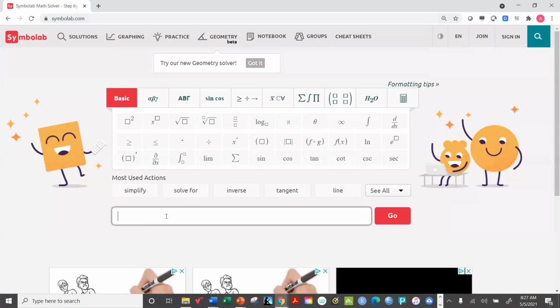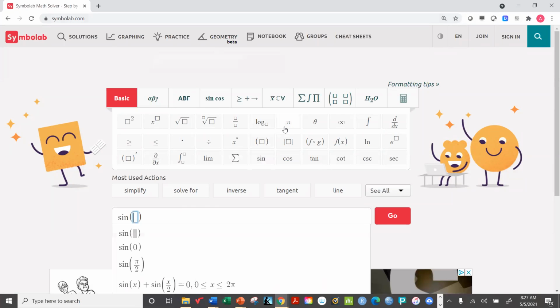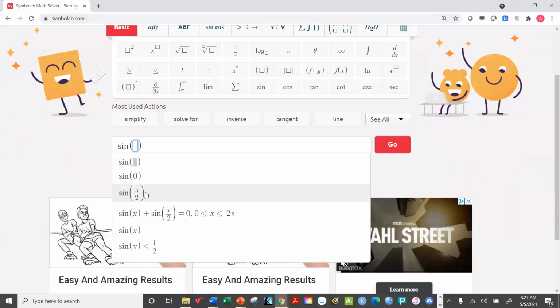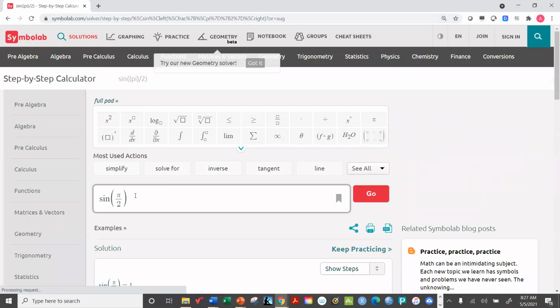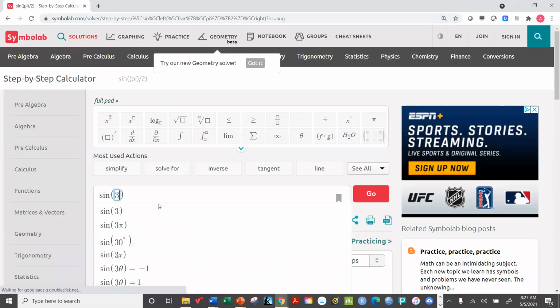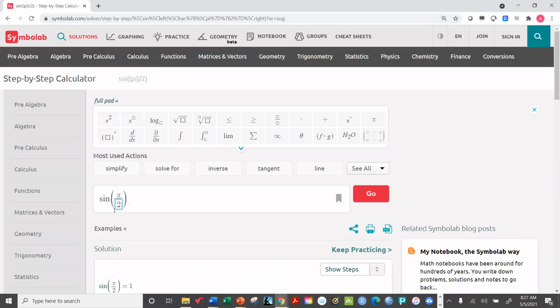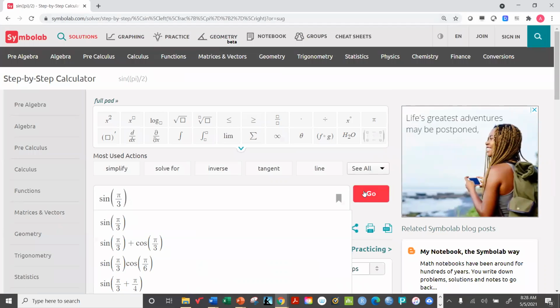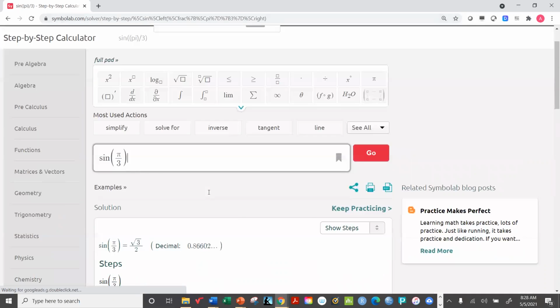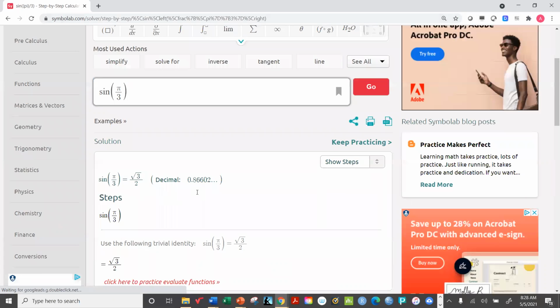So we're looking for pi over 3. I'll choose this one, but change it to 3. All right, well, I just keep typing wrong. Just to confirm. Yeah, there it is, radical 3 over 2, which is decimal 0.86602.